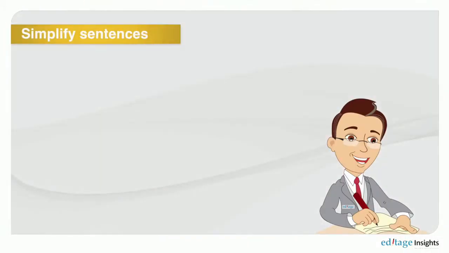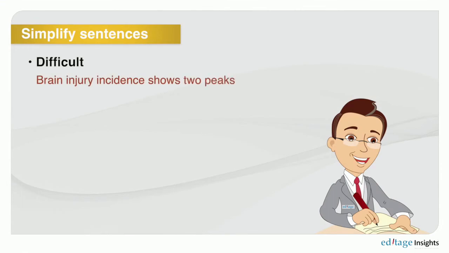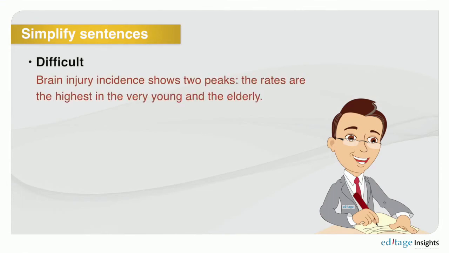To write more clearly, it's not just enough to use a little bit simpler language when possible. It's also necessary to cut unnecessary words. Let's take a look at another example. Brain injury incidence shows two peaks. The rates are highest in the very young and in the elderly.